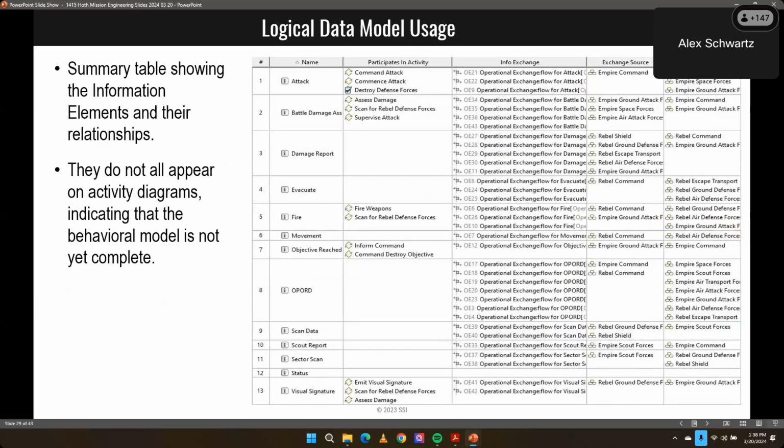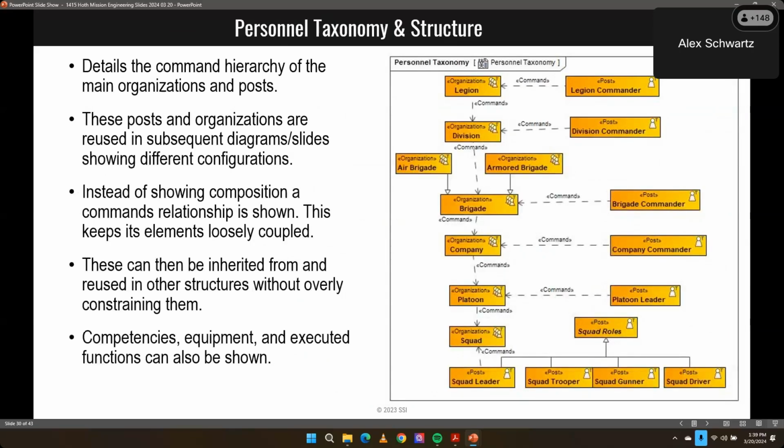And then here's the summary table, which is based around the information exchanges. And we're looking at it and saying, we never send a status message. How the heck can we not send a status message as part of a battle plan? So you can look at this and say, have I actually used up for this type of a mission all the different information elements that I have? And as you can see, I'm missing one.